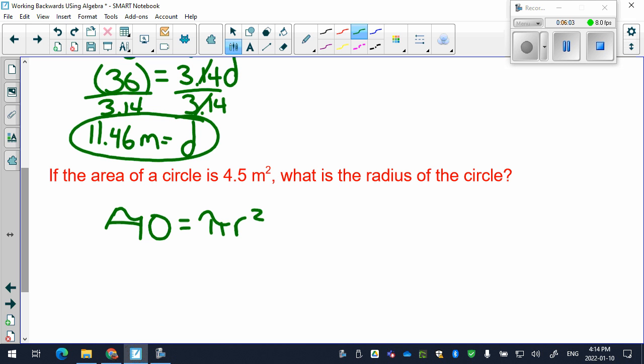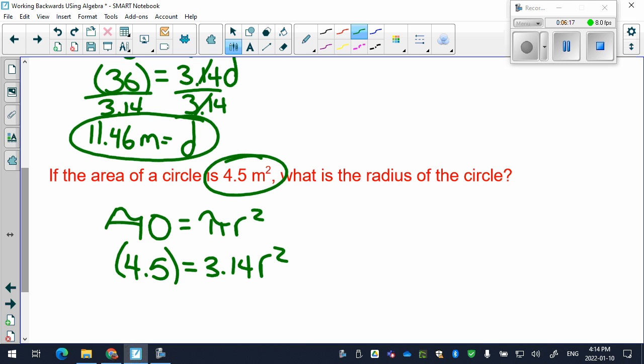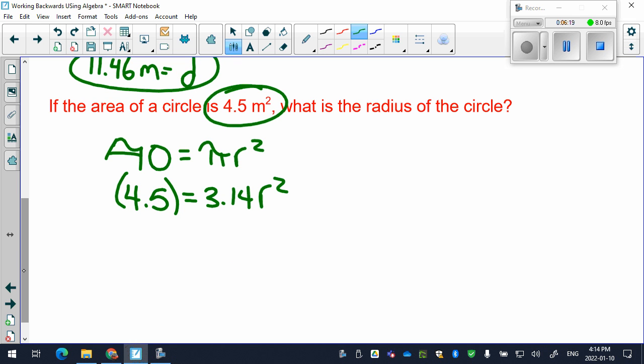Anyhow, the next step is putting in what you know. And what we know is the area equals 4.5 meters. You just put that right there, again in brackets to show you've substituted the number in. Now, we talked about this today in class. We actually have two things to do. We have to get rid of the 3.14, and we have to get rid of the squared sign.